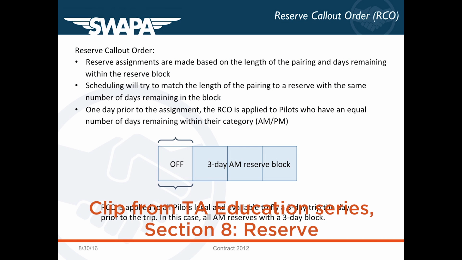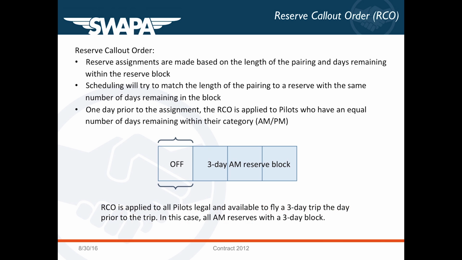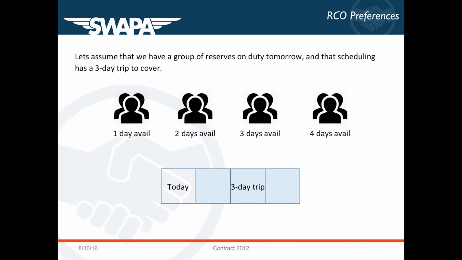Scheduling will attempt to make reserve assignments that match the length of the pairing to the number of remaining days in the pilot's reserve block. 1 day prior to the assignment, the RCO is applied to pilots who have an equal number of days remaining within their category, AM or PM. Here is a quick example.